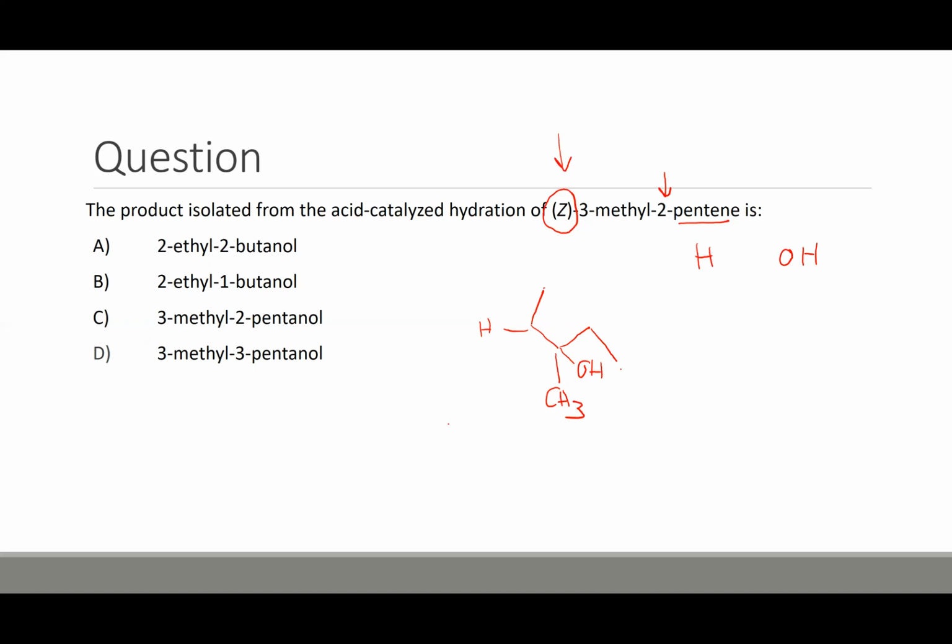Okay, so now our final product, if we were to draw this out, it's a 1, 2, 3, 4, 5 membered alkane. There's no Z or E here because there's no double bonds. Our methyl group is on the 3 position, and our OH group is also on the 3 position. So this should be a pentanol, that is OH on the 3, so 3-pentanol, and methyl on the 3, 3-methyl. That makes D the correct answer, 3-methyl-3-pentanol.